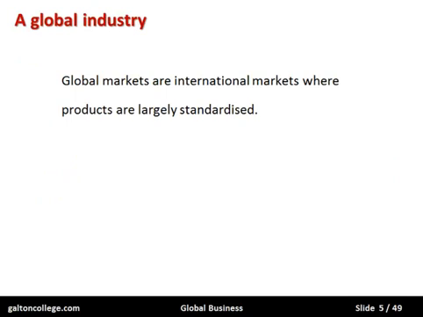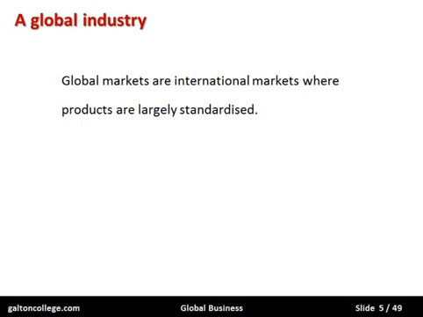Global markets are international markets where products are largely standardized. It's generally the case that a company produces a product in one market, it becomes, let's say, successful, and therefore, because of its success, it's introduced in other markets in the expectation that it will be equally successful. So global industry is trying to standardize across countries, between markets in other countries. So we have similar products for sale in different countries.